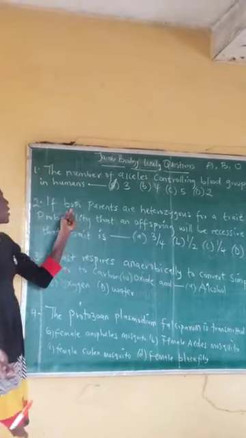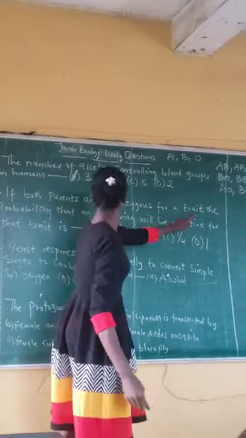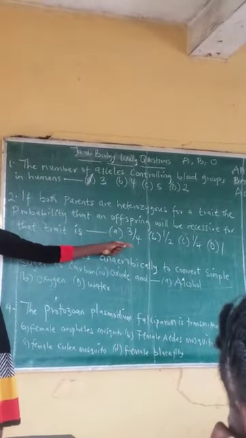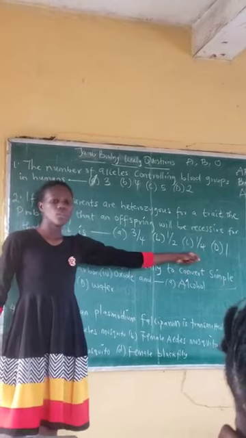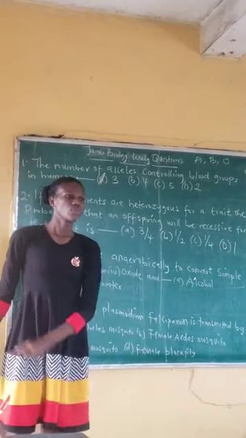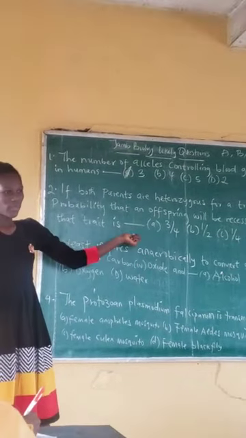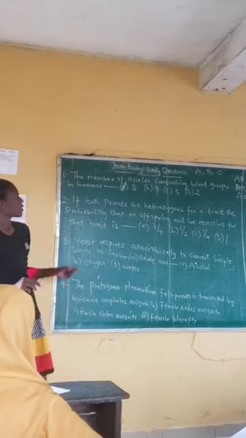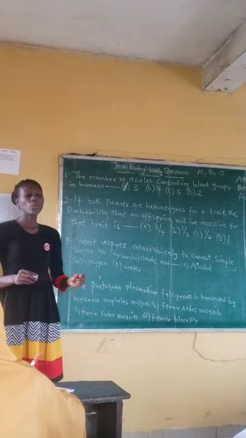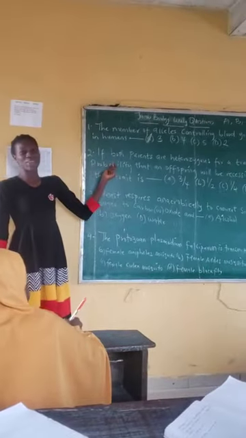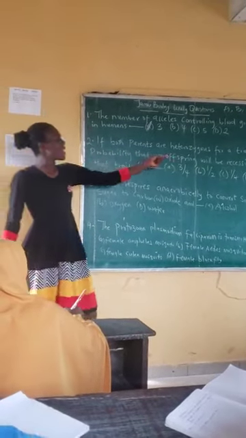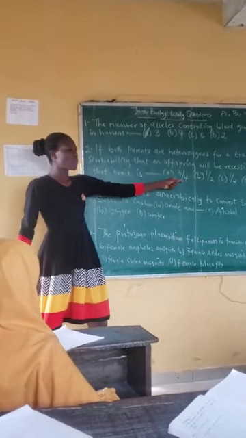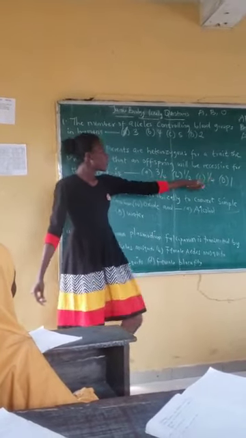The second question says, if both parents are heterozygous for a trait, the probability that an offspring will be recessive for that trait is: A, 3 over 4. B, 1 over 2. C, 1 over 4. D, 1. What I tell people to do is, whenever you see a question, first read the question and understand it.